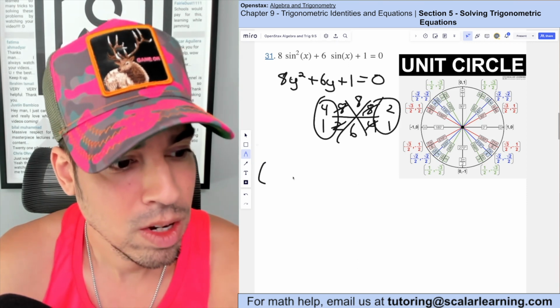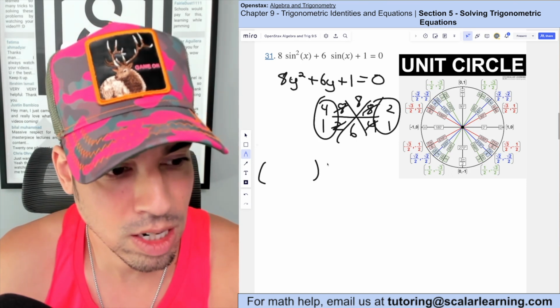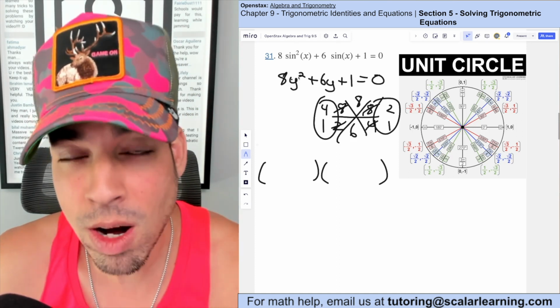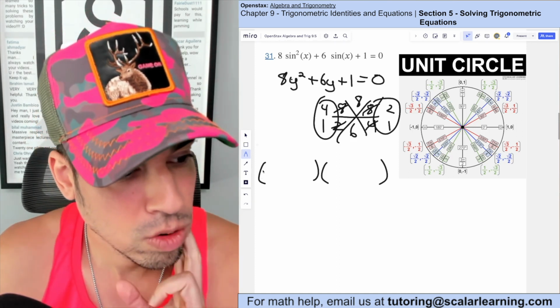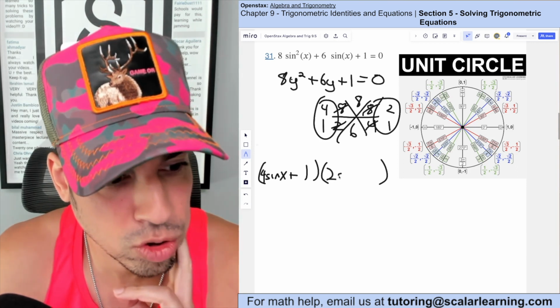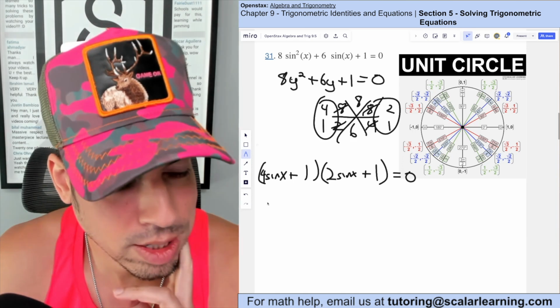So then we have the top number is a coefficient with the variable. The bottom one is the standalone constant. Now, if it was y, it'd be 4y plus 1. But our y is really sine of x. So it's 4 sine of x plus 1, and then over here it's 2 sine of x plus 1. And this is all equal to 0, so now I can get my two equations.